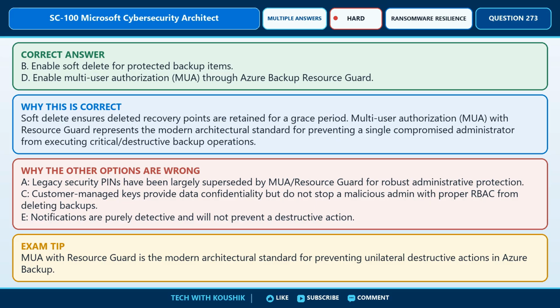backup operations. Why are the other options not correct? A. Legacy security pins have been largely superseded by MUA/Resource Guard for robust administrative protection. C. Customer-managed keys provide data confidentiality, but do not stop a malicious admin with proper RBAC from deleting backups. E. Notifications are purely detective and will not prevent a destructive action. Exam tip. MUA with Resource Guard is the modern architectural standard for preventing unilateral destructive actions in Azure Backup.